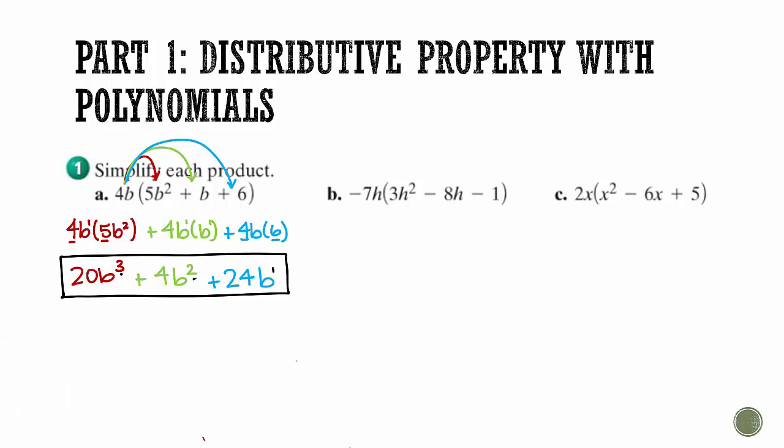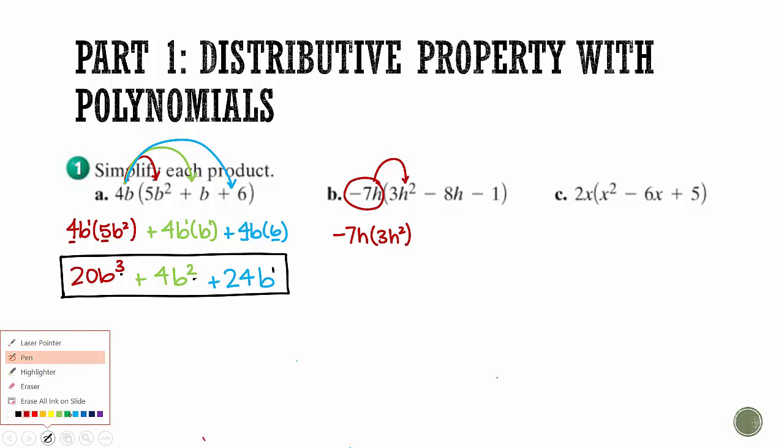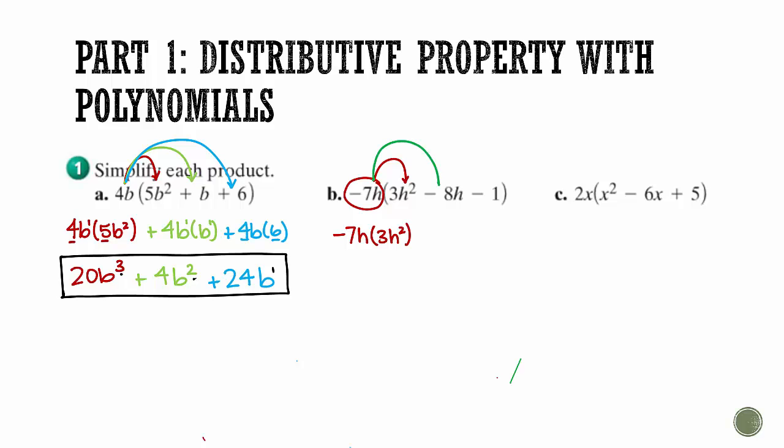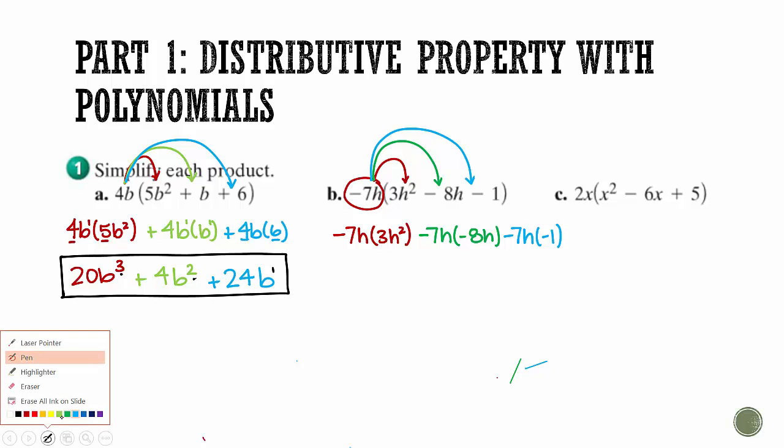So same thing, we're going to take this negative 7h and multiply it one by each one of these things. Eventually, you'll be able to skip this step that I'm doing right now, but right now, since it's new, it's really important. So negative 7h times negative 8h, and then the last one, negative 7h times negative 1. And then simplify where you can.